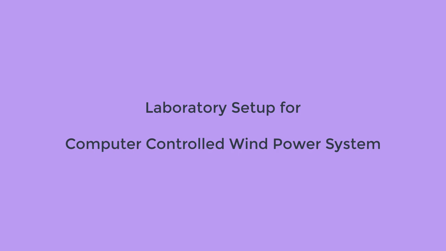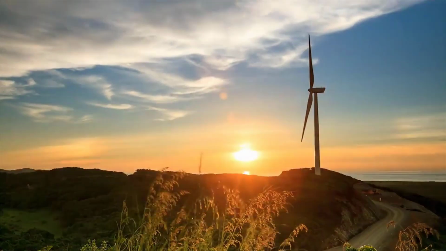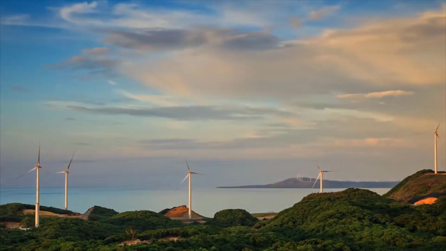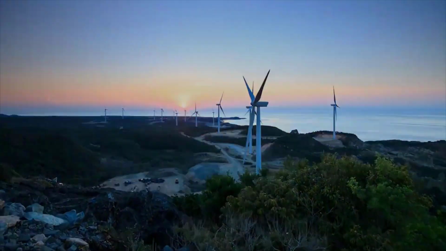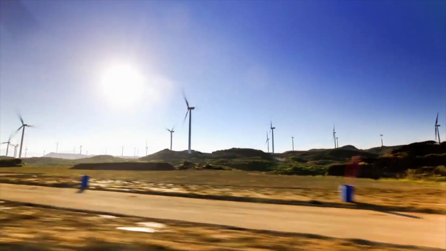In this video, I am going to discuss the laboratory setup for a computer-controlled wind power system. Here we mainly focused on the main components of a wind power plant. Furthermore, we can study the main factors which influence the generated power in a wind power system. Then determine the relationship between the wind speed and the generated power of the aerogenerator.